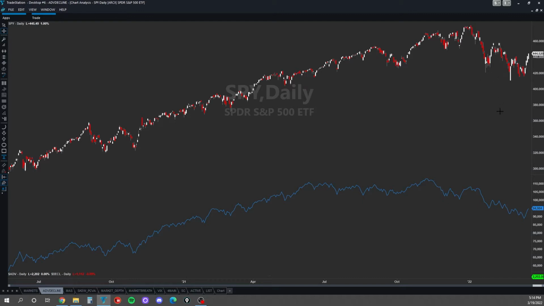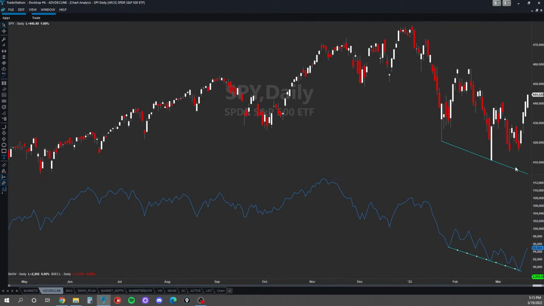What is really important to note, and I said this last week, is that we have some divergence going on around here. Price is making lower lows right here, and the advanced decline line is making lower lows. However, here, let me just zoom in. Here we are making a lower low, then a higher low, but the advanced decline line is still moving downwards. So price is not respecting what the advanced decline line is doing.